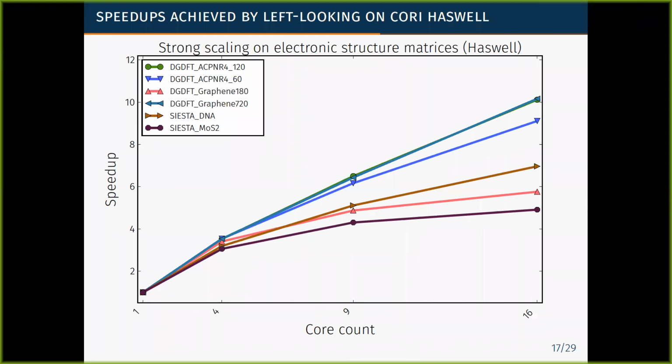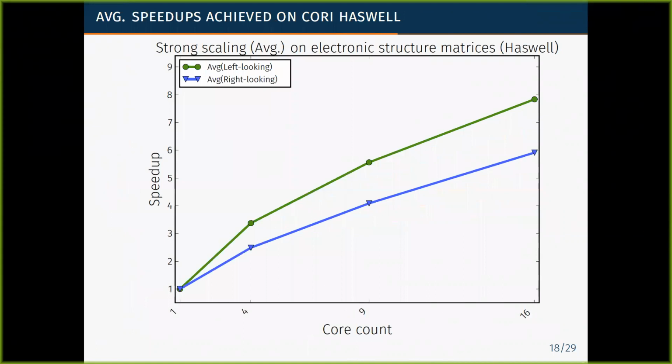Here, what I'm plotting is the scalability, the speed up achieved by this left-looking selected inversion on a collection of electronic structure matrices on Cori Haswell. Each processor has 16 cores. As you can see, we can achieve a pretty good speed up on those matrices. And if we compare the average speed up achieved by this left-looking selected inversion to a similar implementation of the original selected inversion algorithm, which is right-looking, you see that the average speed up is actually higher, meaning that this algorithm scales better.